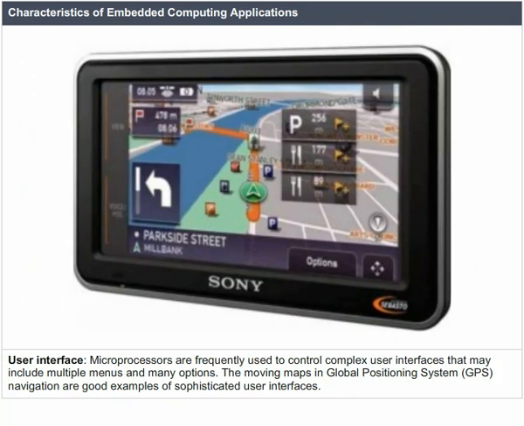User interface. Microprocessors are frequently used to control complex user interfaces that may include multiple menus and many options. The moving maps in Global Positioning System (GPS) navigation are good examples of sophisticated user interfaces.